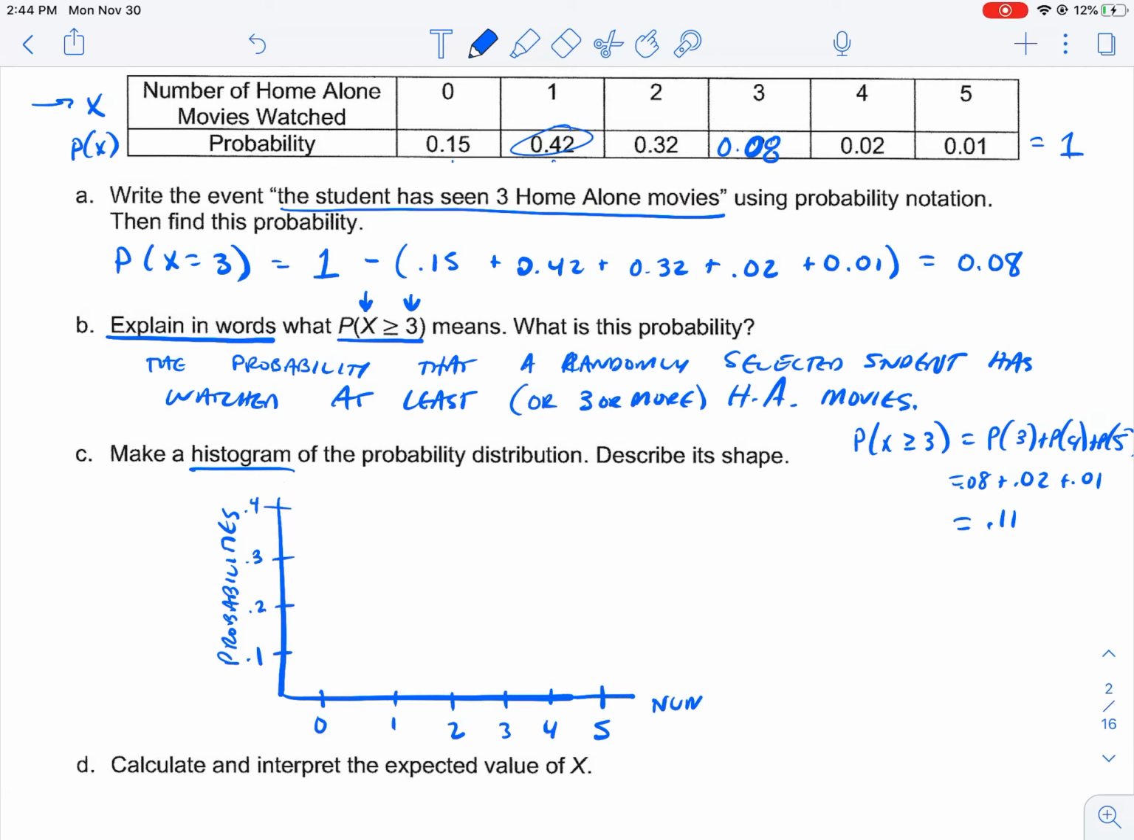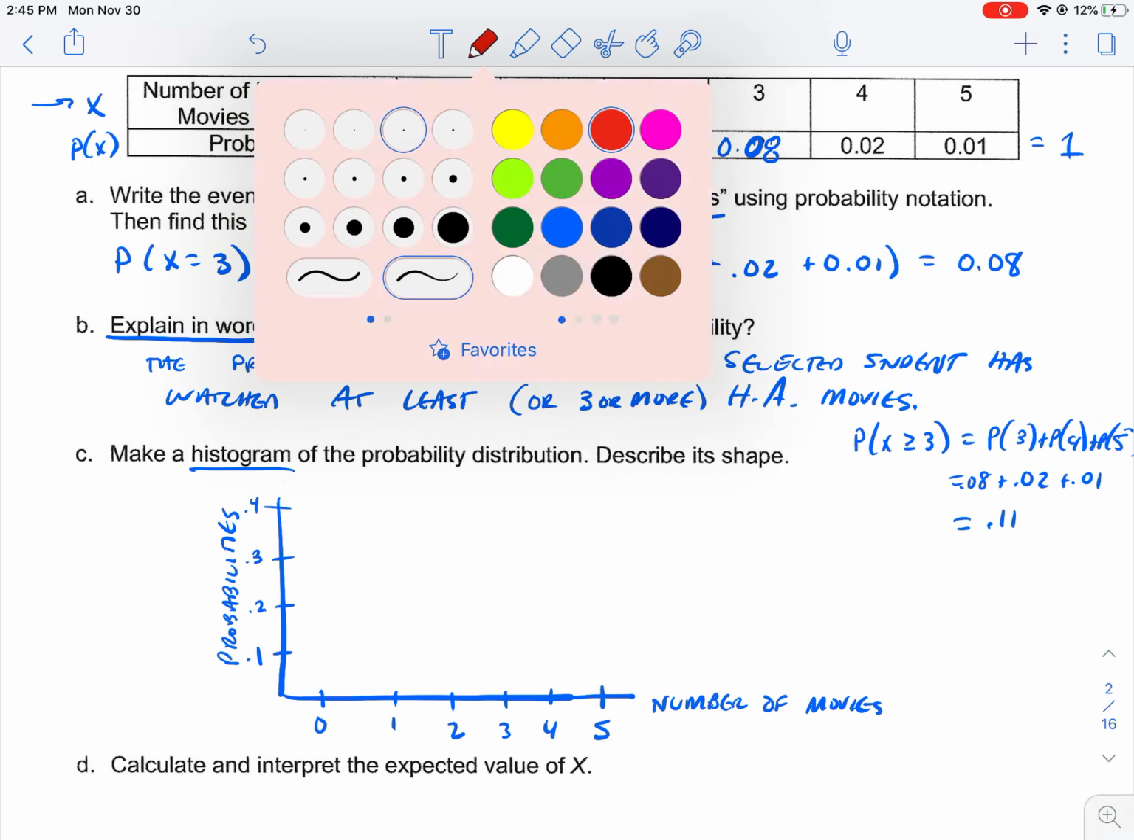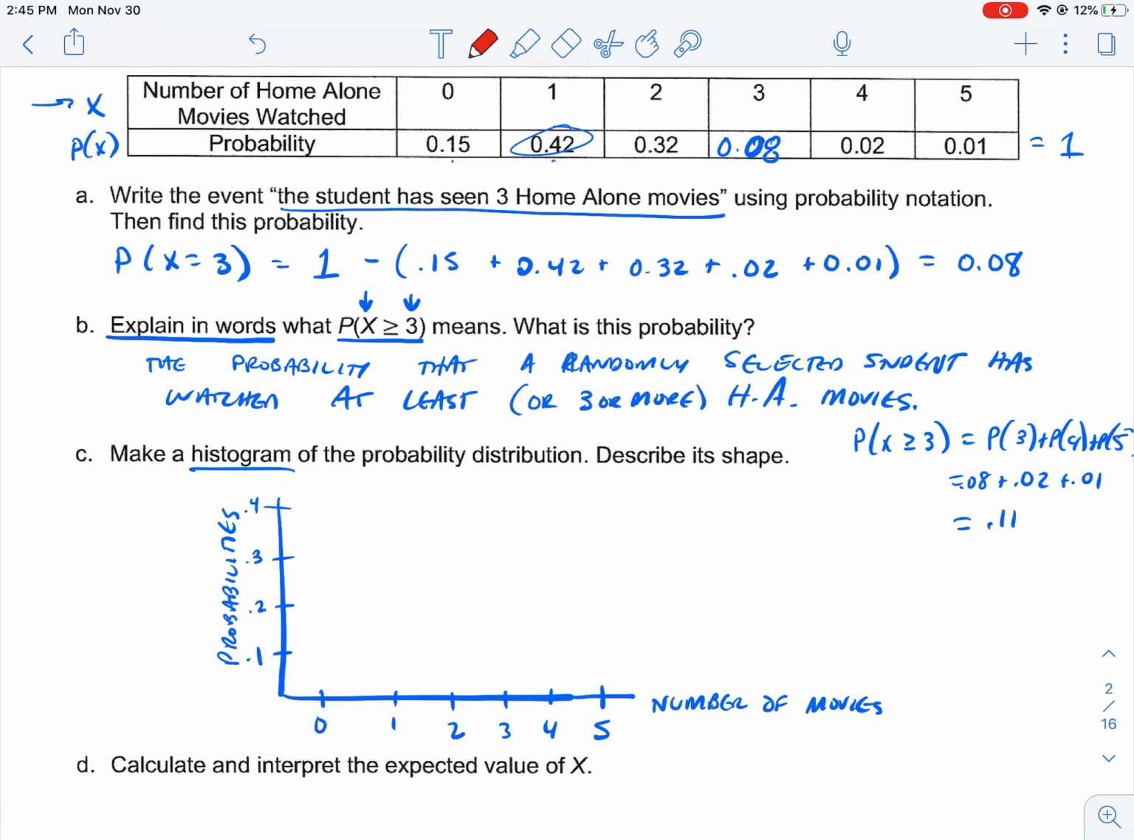Because down here is number of movies watched. So 0 movies watched would be 0.15, so I'm going to put that here. This one is 0.42, so I'm going to connect my dot up here. And then for 2, it is 0.32, so I'll be down a little bit. 3 is 0.08, so just below 1. 4 is 0.02, so very small. 5, 0.01, is here.